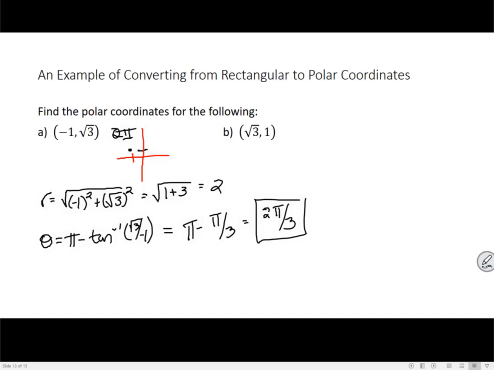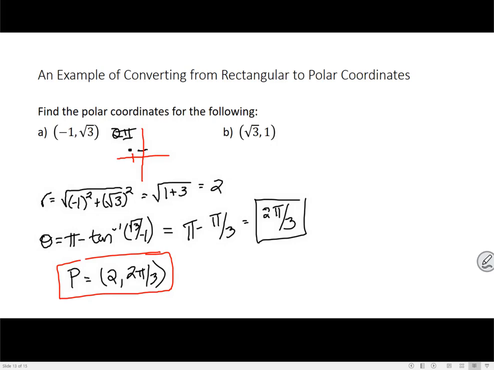Now what we need to do is just put this together as a point. Our point P is going to be R, which comes first, which we said was positive 2, and then theta, 2 pi over 3. So that is the answer that I want right there.